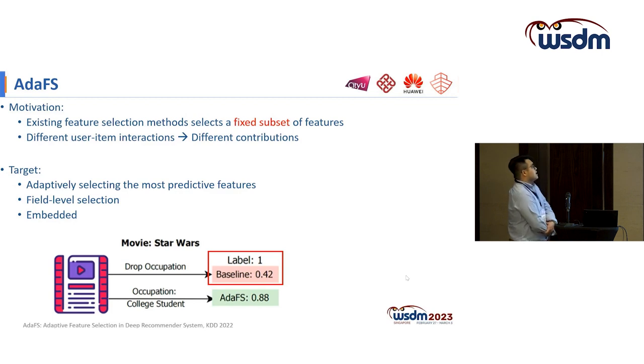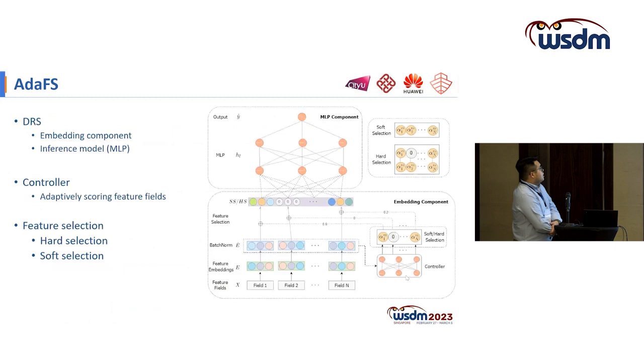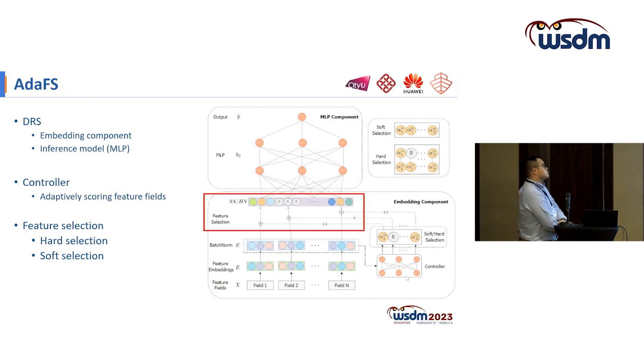So this work, AdaFS, is conducted to adaptively select the most predictive features for different data examples. AdaFS is constructed based on typical deep recommender system structures, which usually consist of an embedding component and the inference model, here a multi-layer perceptron. It embeds a controller to adaptively score all of the feature fields.